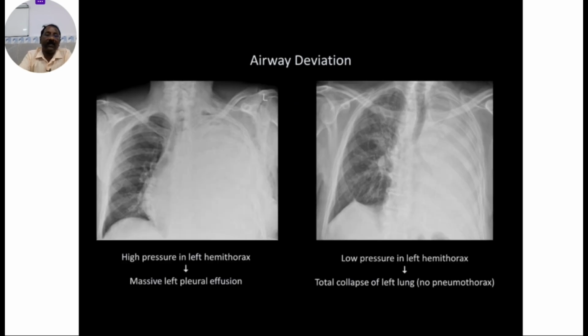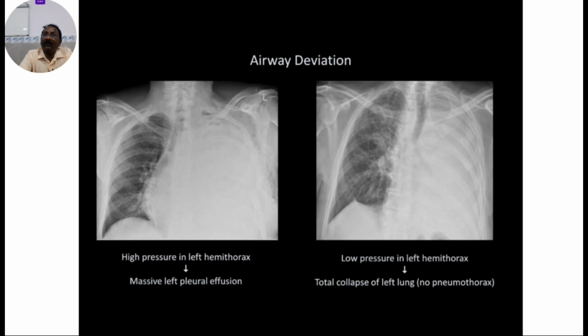See there, now here you can appreciate the trachea deviation. So the high pressure in the left hemithorax, a massive left pleural effusion, maybe 2 liters, maybe 3 liters, maybe 4 liters, pushes the structures to the opposite side. See the low pressure in the hemithorax, total collapse of the left lung. See the difference.